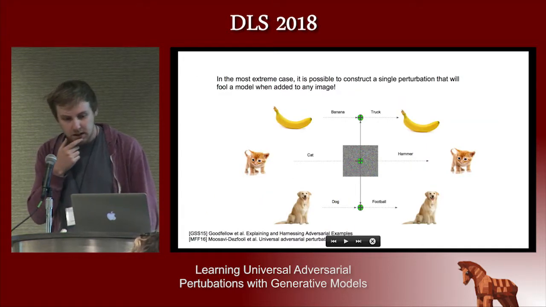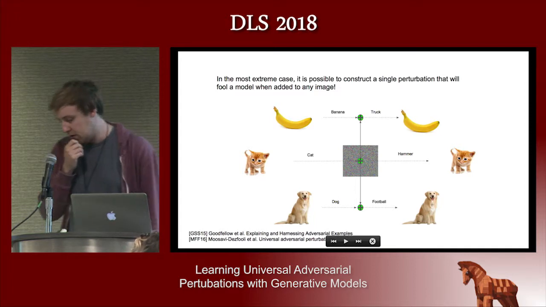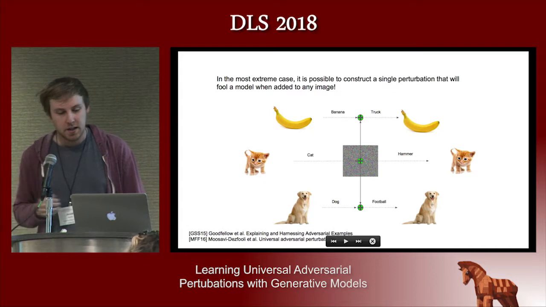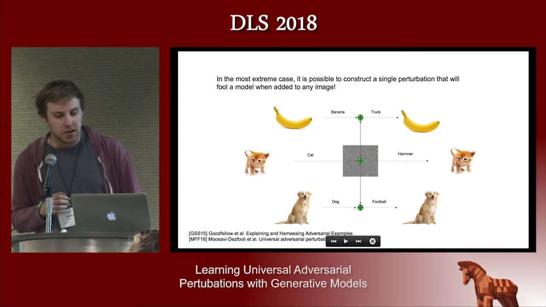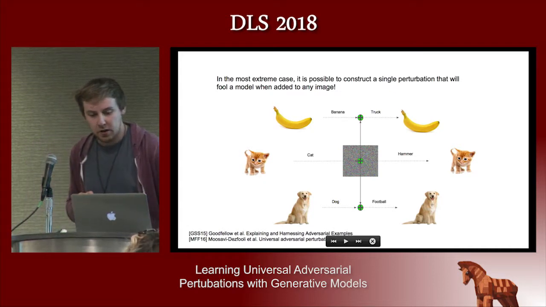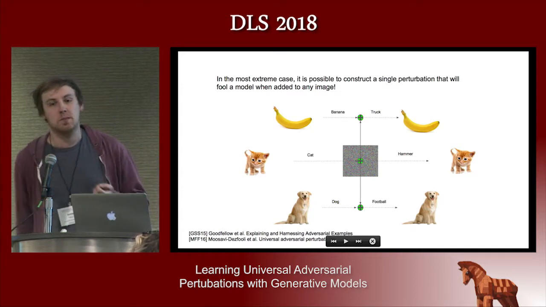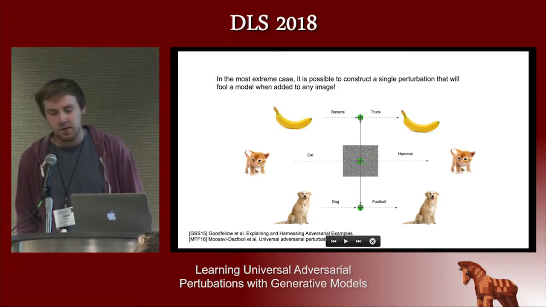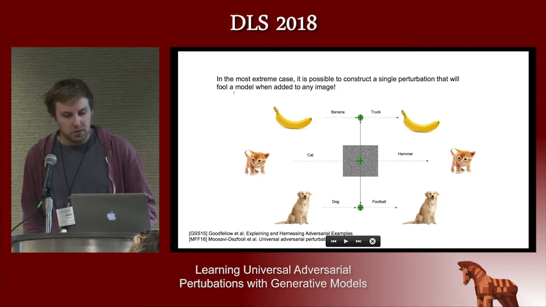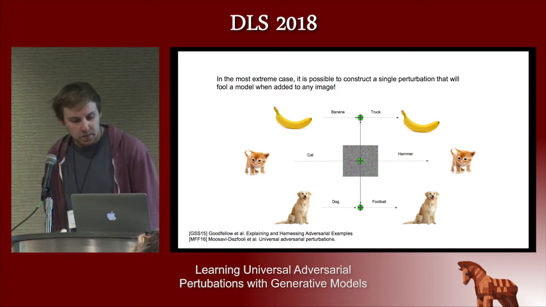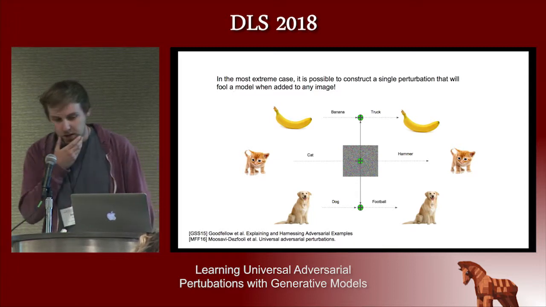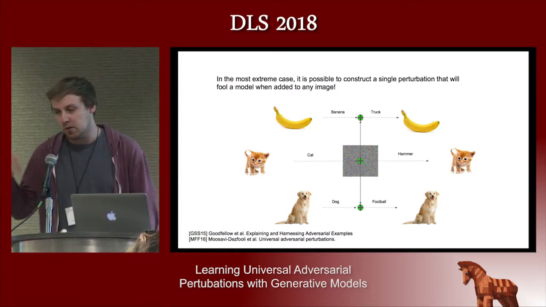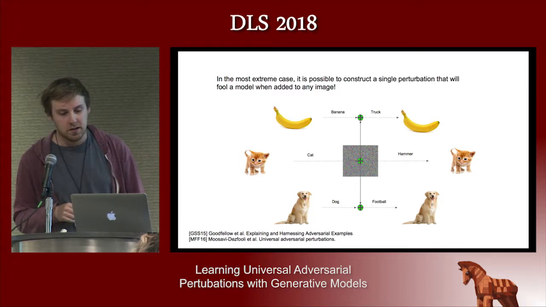In the most extreme case, it's possible to construct one single perturbation, given an image data set and a model that tries to classify this data set, and you can apply it to any image and it will most likely fool this model. This was first discovered by Ian Goodfellow and his co-authors, and it was developed into a full analysis by Moosavi-Dezfooli and his co-authors a couple of years ago. They used DeepFool to do an iterative attack and to learn to craft this adversarial perturbation.